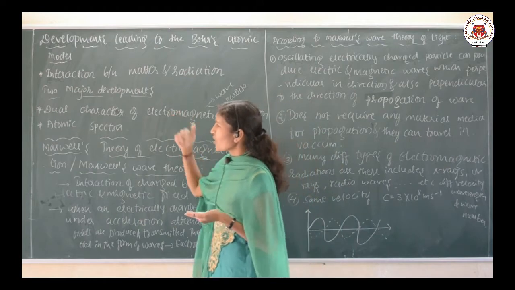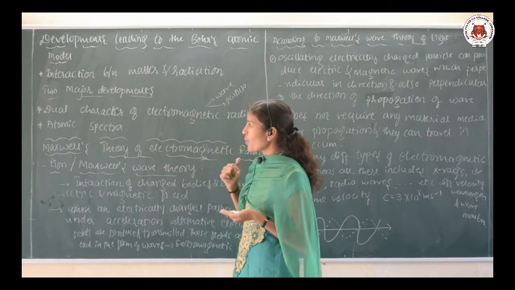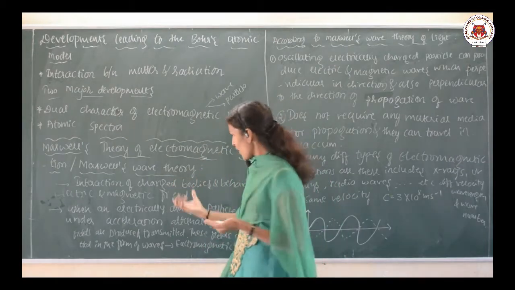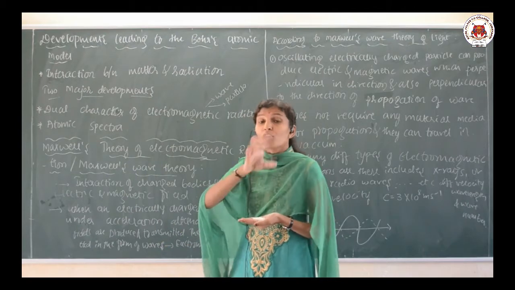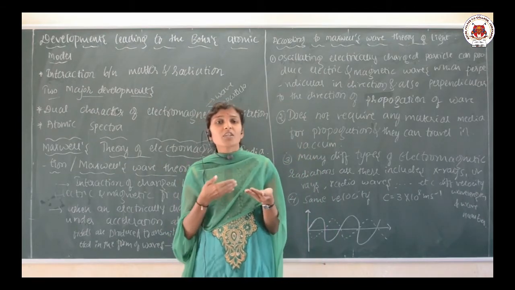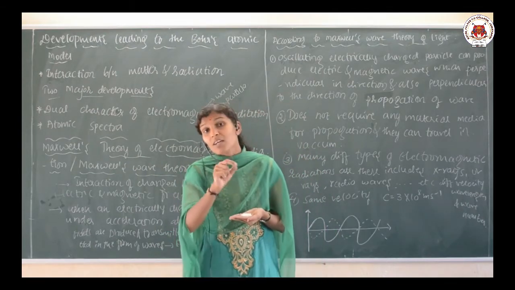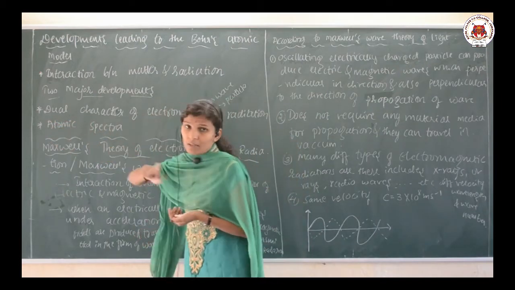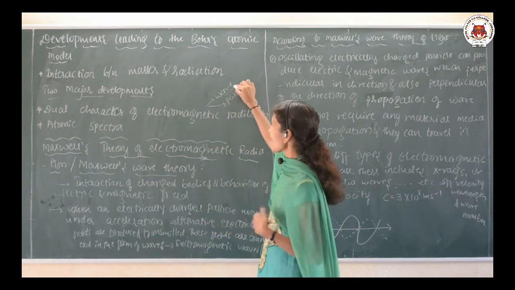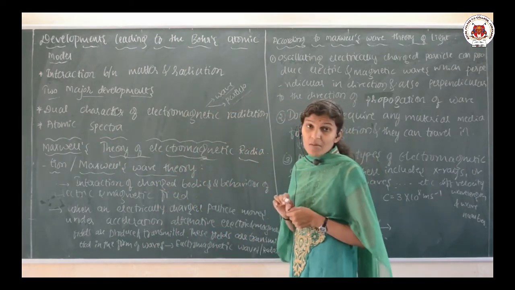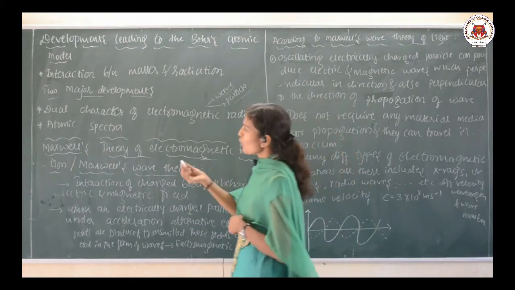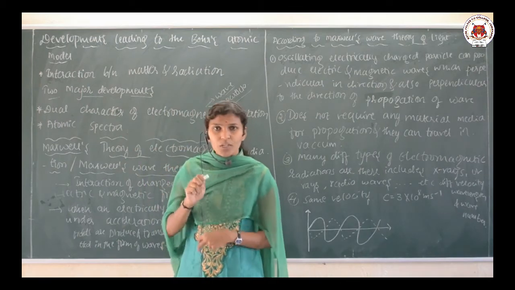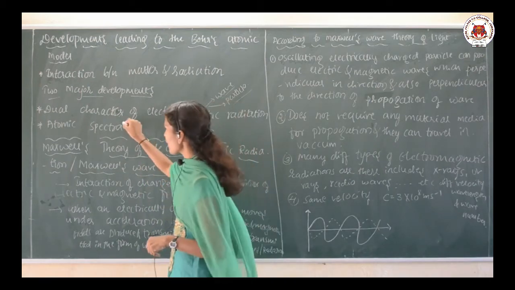And there are two major developments leading to Bohr's atomic model. The first one is the dual character of electromagnetic radiation. Electromagnetic radiation can behave like a wave, and it can also behave like a particle. Two natures, that is why the term dual is used. And one more major development is atomic spectra, which we will discuss further.